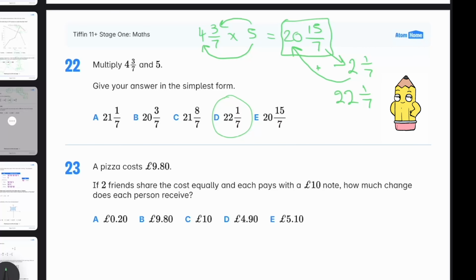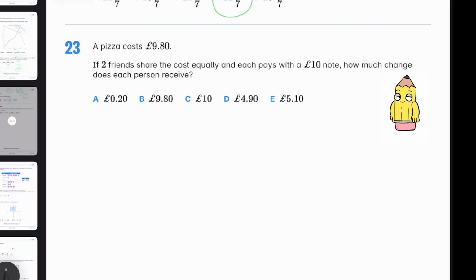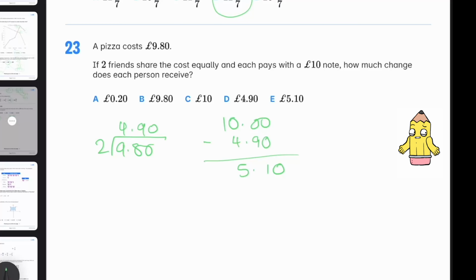Okay, question 23. A pizza costs £9.80. If two friends share the cost equally and each pays with a £10 note, how much change does each person receive? So to solve this problem, we need to find the amount each of them pays. Now the two friends split the £9.80 equally. So £9.80 divided by 2 gives us £4.90. So each friend receives £5.10. And that's the topic of money.